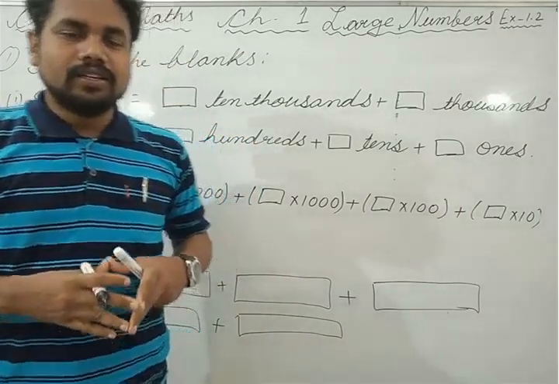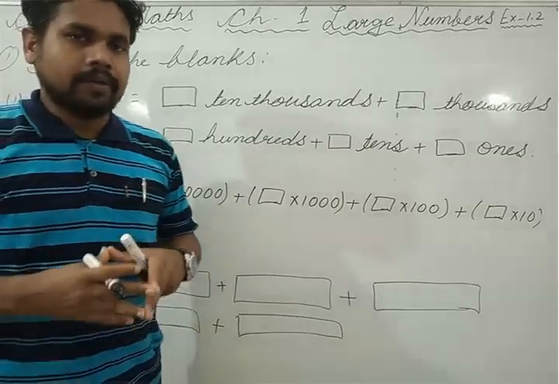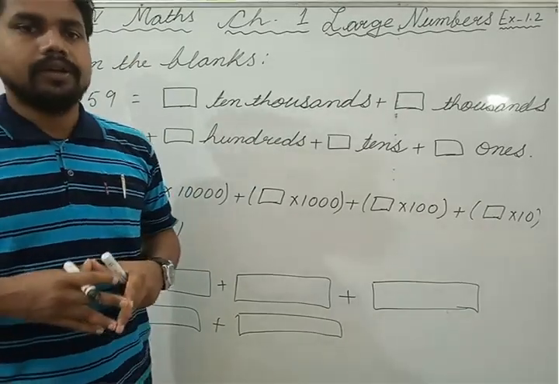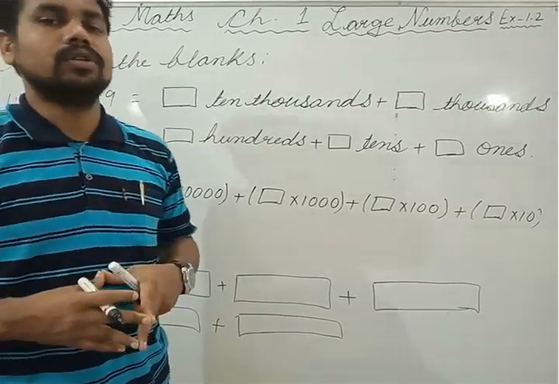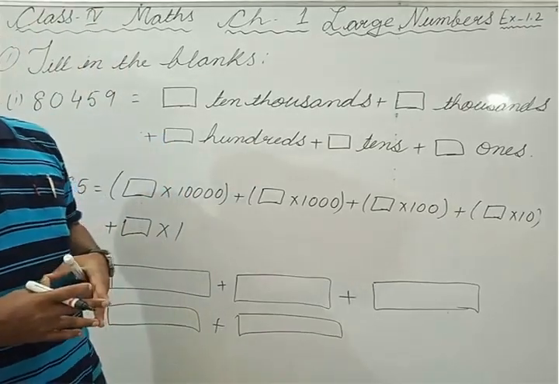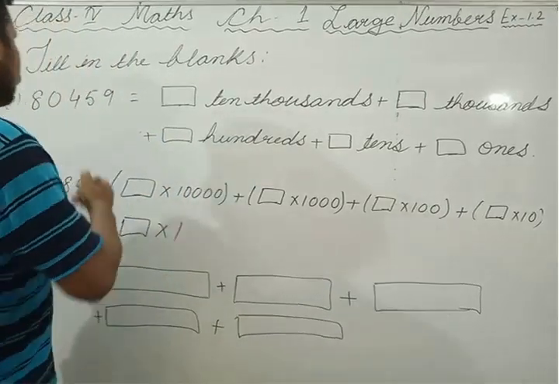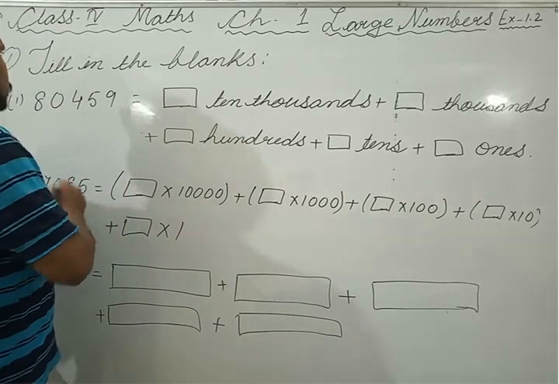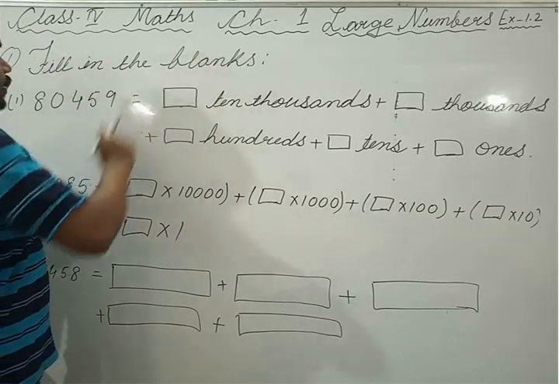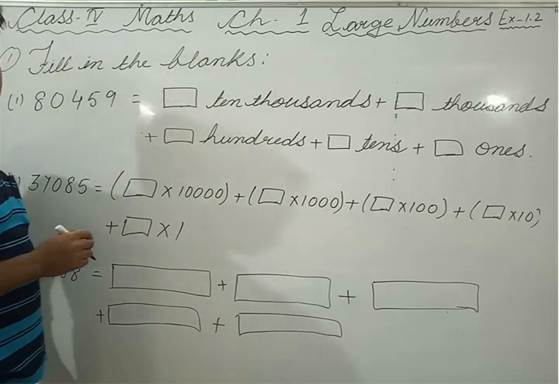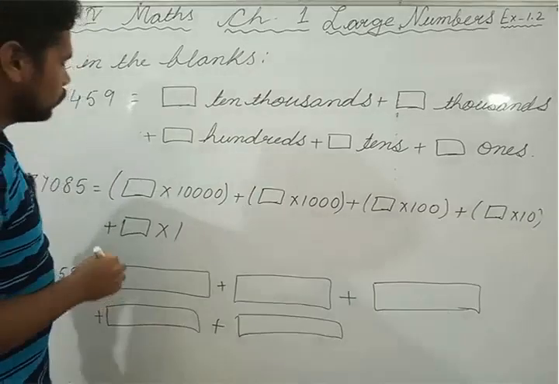Today we will learn class 4 first chapter, exercise 1.2. This is related to large numbers. It's a very easy chapter. See, fill in the blanks. You have to fill in the blanks with the particular number, particular digit.